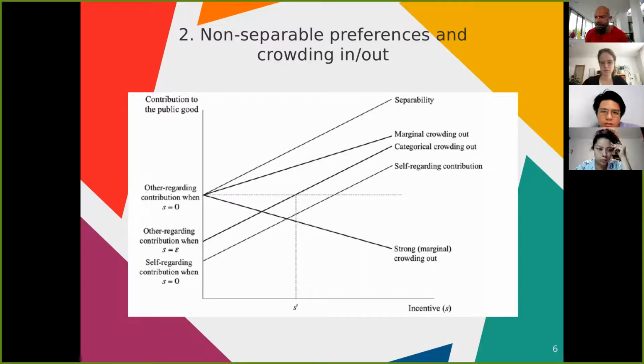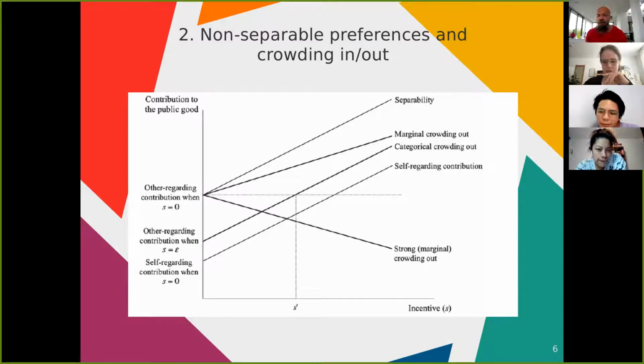Does this make sense? I don't really understand the graph right now. Maybe you could explain, for example, why the marginal crowding out looks like it looks.